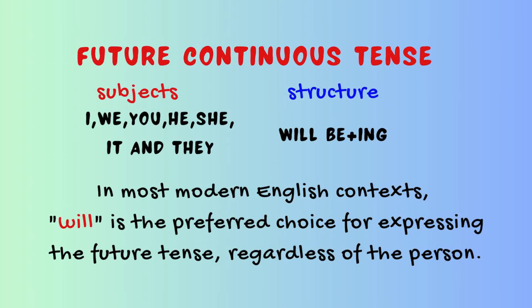Let's move on to future continuous tense. Subjects and structure. Subjects I, we, you, he, she, it, and they. All subjects. Structure will be plus ing. In most modern English contexts, will is the preferred choice for expressing the future tense, regardless of the person.